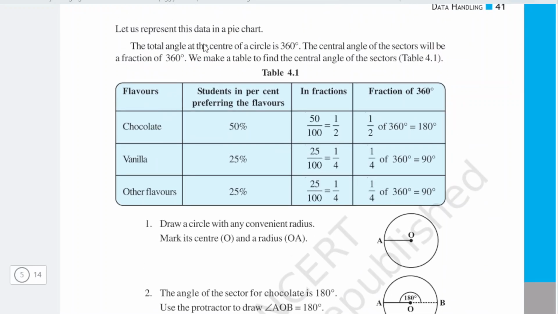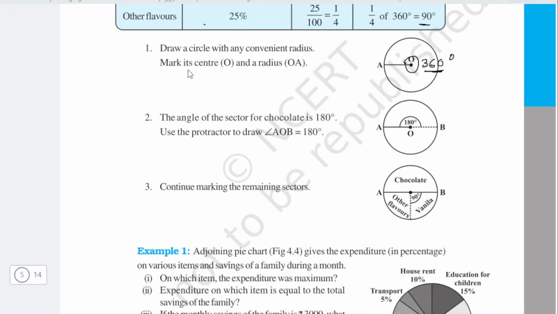The total angle at the center of the circle is 360 degrees. We know that whenever we draw a circle, the total angle at the center is 360 degrees. So we just divide this angle proportionally. 50% of the area is for chocolate. So 50% of 360 is 180 degrees, and for vanilla it is 25% of 360. 25% of 360 degrees is 90 degrees, and for other flavor it will be 90 degrees. 25% of 360 is one by fourth of 360, that will be 90.